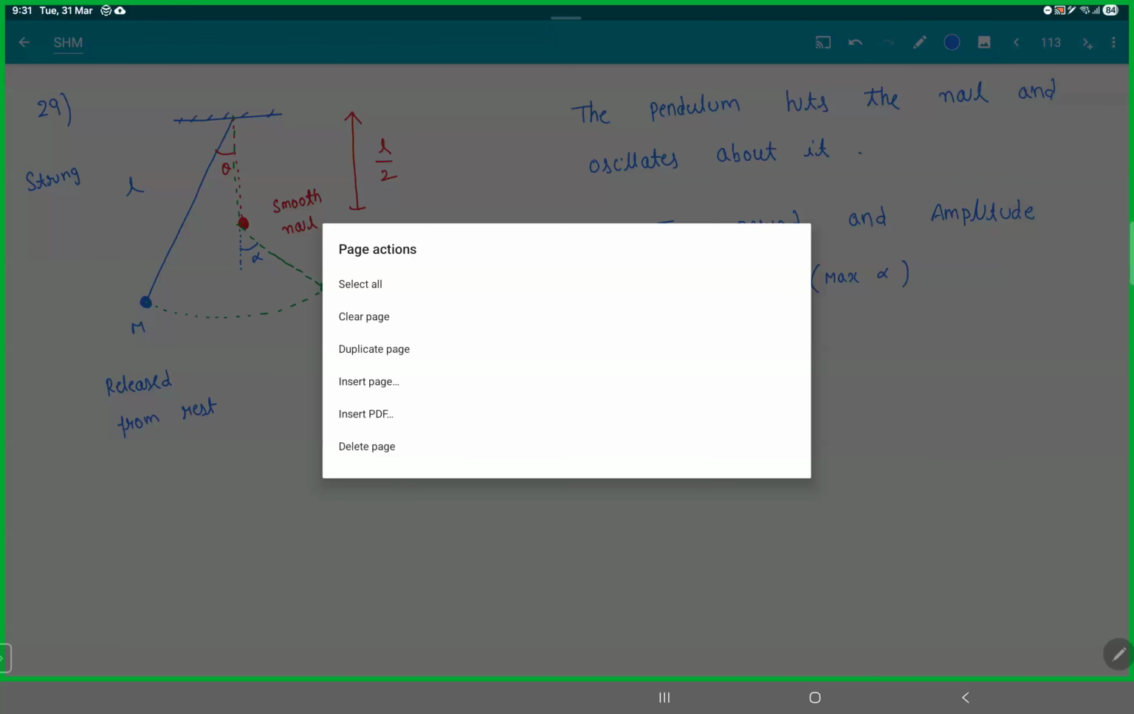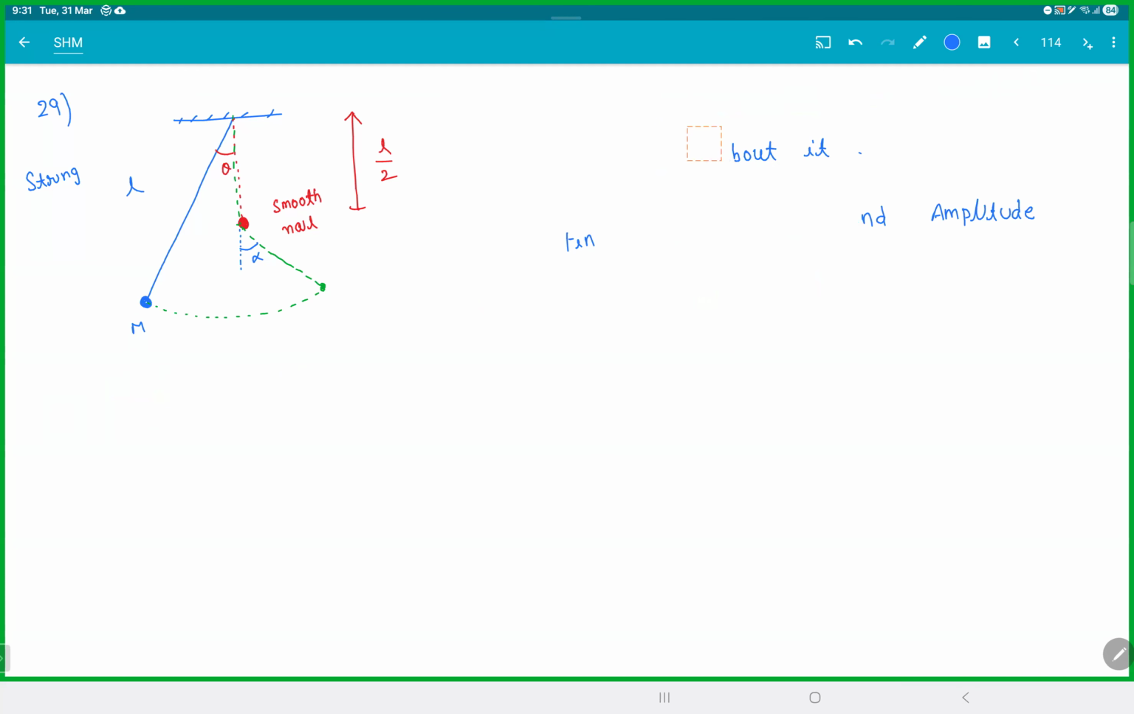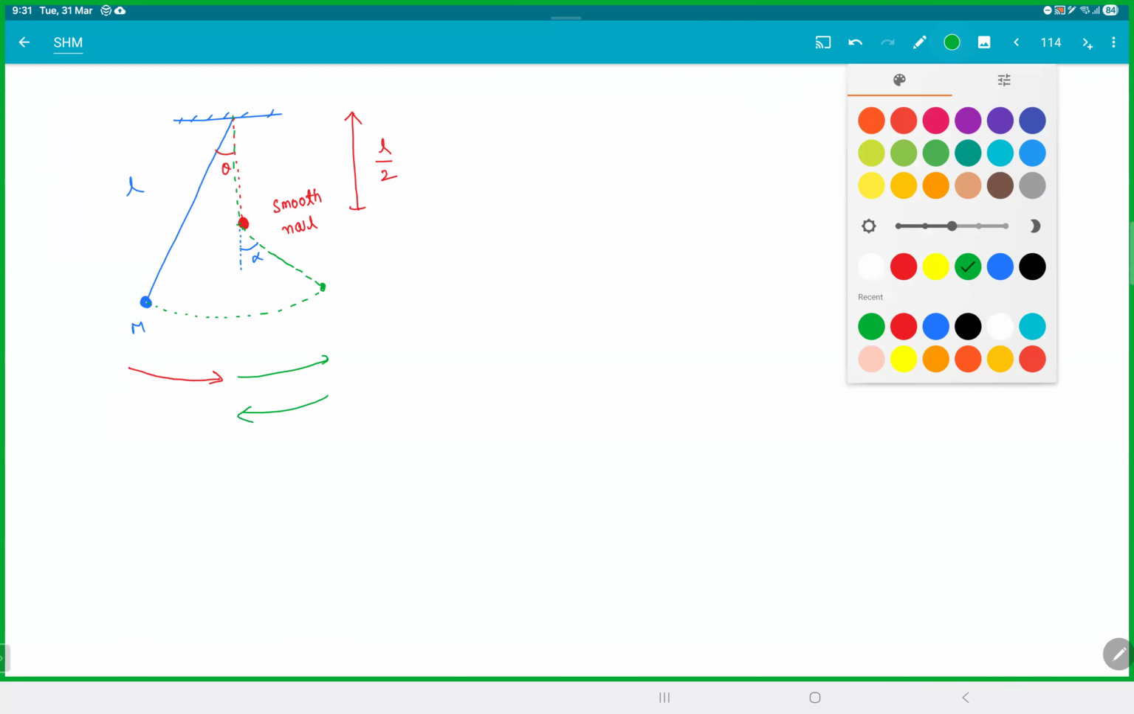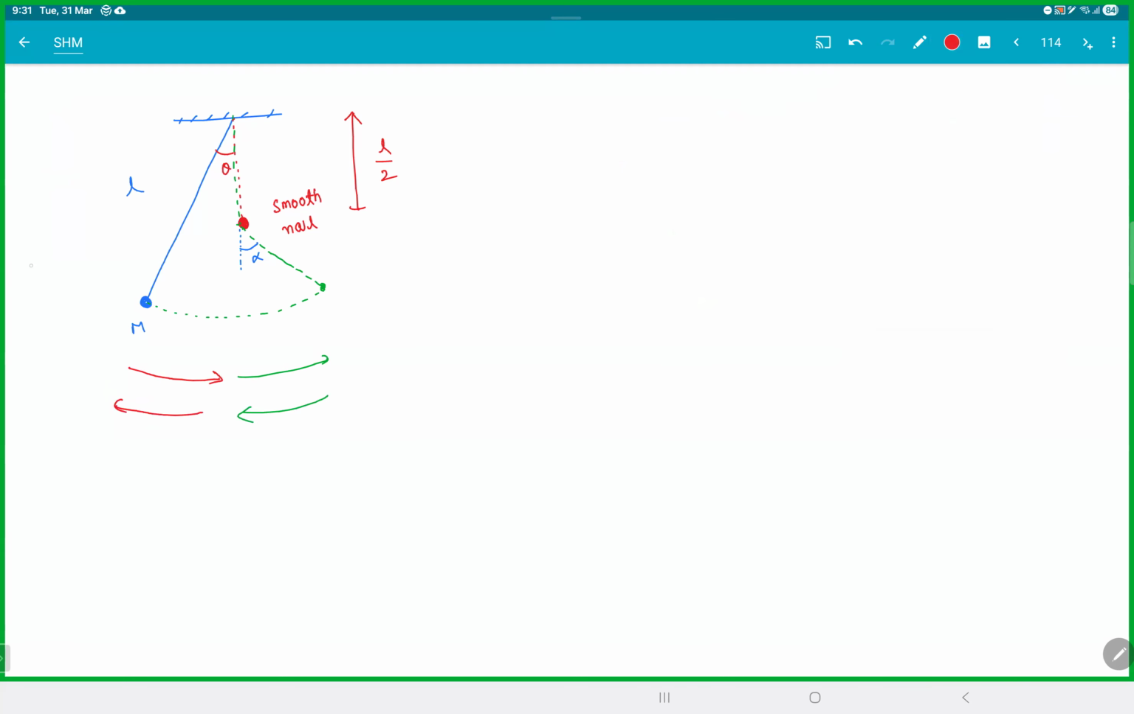Seriously, it's taking time. So when you're on the left hand side, you will oscillate from here to here, right? And then you will oscillate here. So basically, it behaves like two different pendulums. Then again, you'll come back here, and then again, you'll go back from here. So on the left hand side, when it oscillates, it behaves as if the length of the string is L. On the right hand side, the time period is 2 pi root over L by 2g, isn't it? If you're hitting the nail, the length of the string has become L by 2.